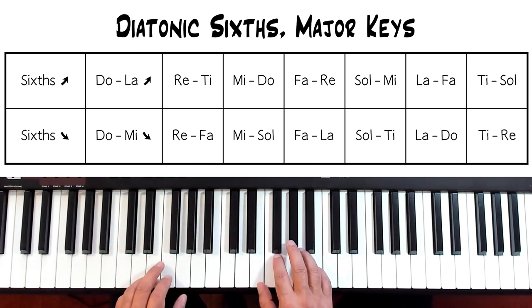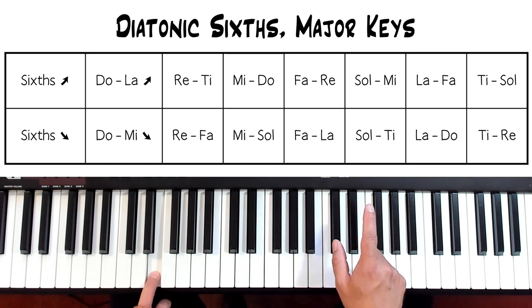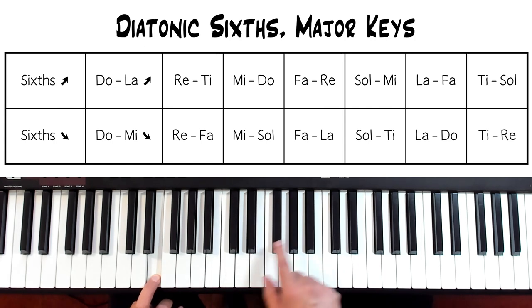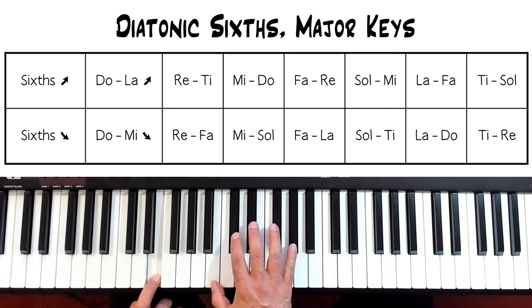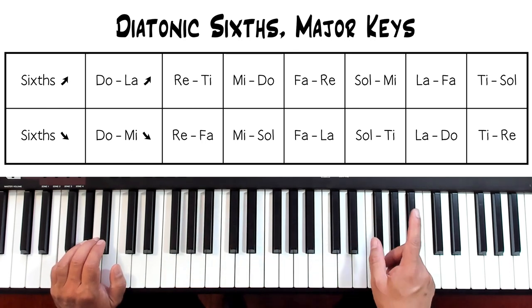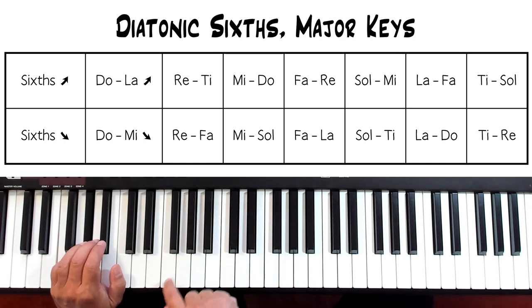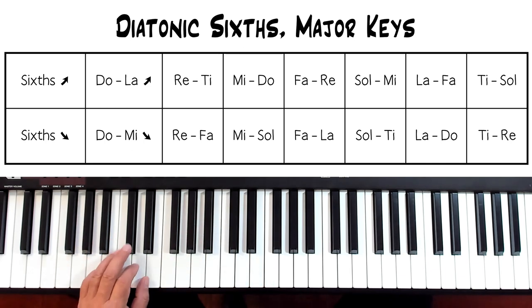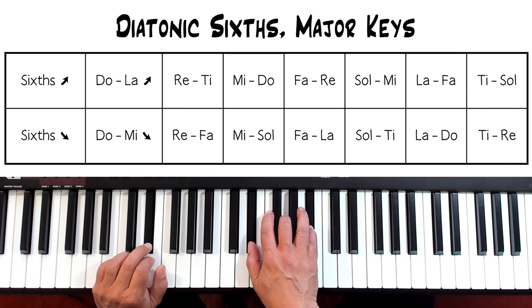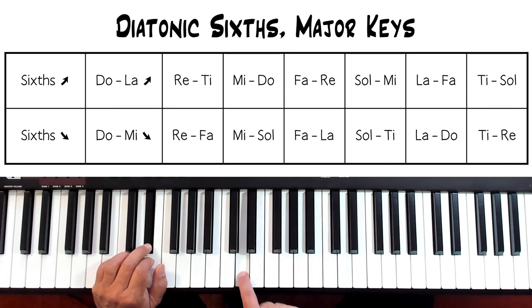And let's move on. Let's go to the key of E. Let's sing sol, mi, ascending. Moving on, let's go to A flat, and we're gonna sing la, fa, ascending. And moving on, let's go to the key of E flat. And we're gonna sing ti, sol.